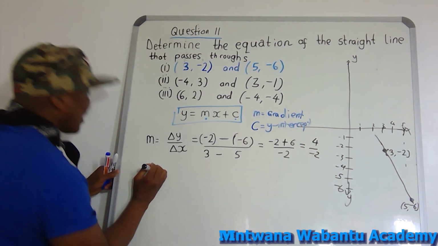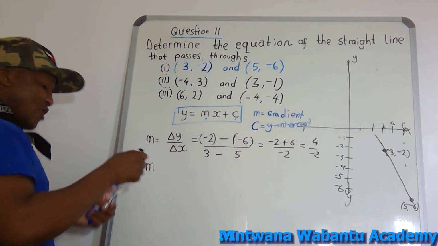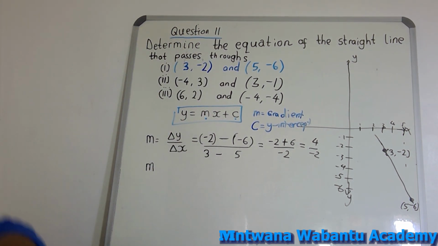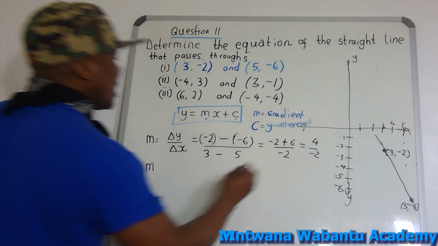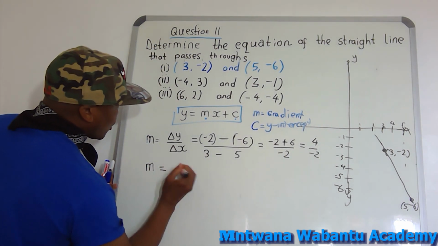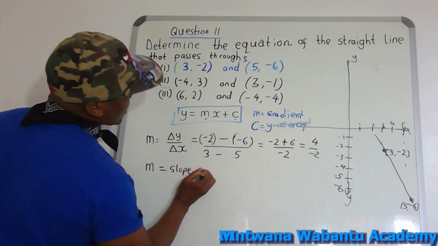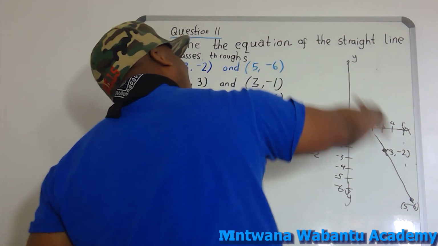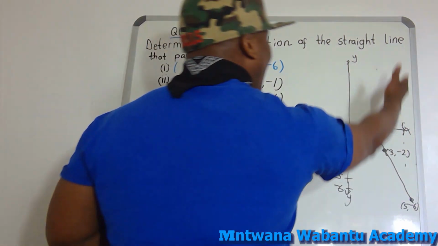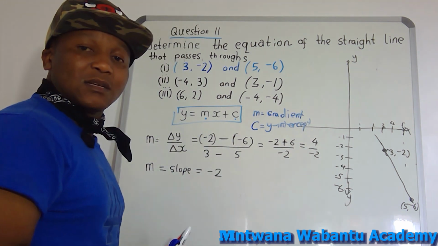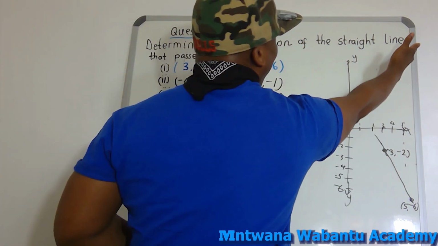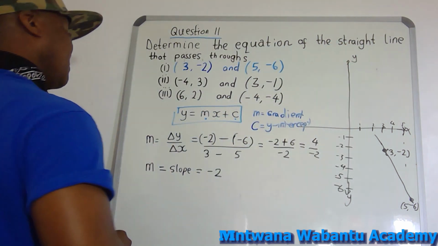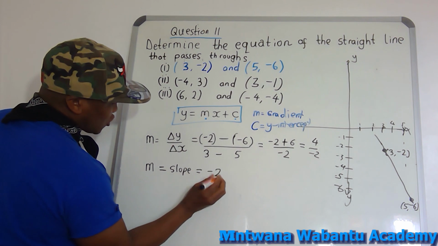So our slope, m, represents what? Slope. You can call it gradient or slope, it's the same thing. There's no difference. So you say, okay, a gradient or slope equal to 4 divided by 2 equal to -2. And it's true. You know why? Because whenever the line goes like this, the slope is negative. Even before you start solving it, we know our slope is negative. But if the line goes this way, then your slope is positive. So our slope equal to -2.